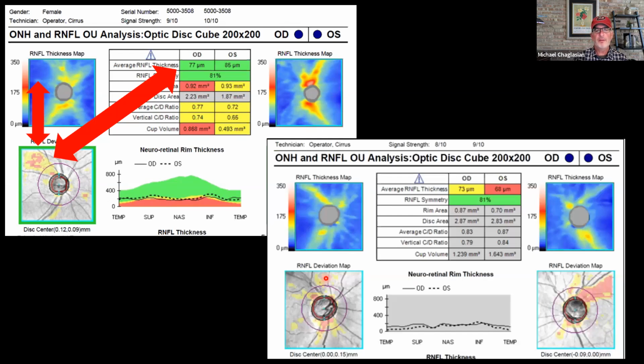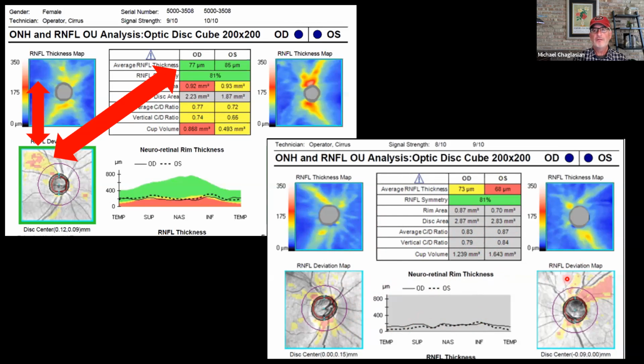And just another example of somebody with more severe disease, a very large disc size. So look at the disc area, it's 2.87 millimeters. Normal disc size is about 1.8 to 2.0, maybe for Blacks and Hispanics, 2.2 to 2.4, but this is quite large. So the CD ratio is going to be extraordinarily large. The neuroretinal rim thickness, which is in the plot here, is going to be very thin. But there is very diffuse loss to the retinal nerve fiber layer in the right eye and a very focal defect superior temporally in the left eye.